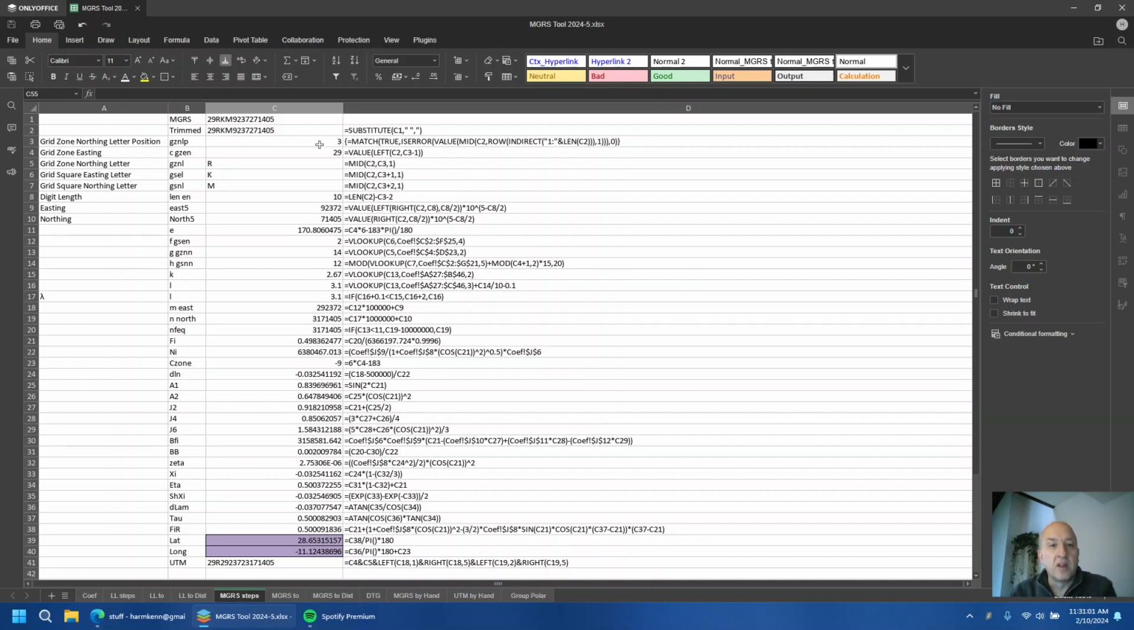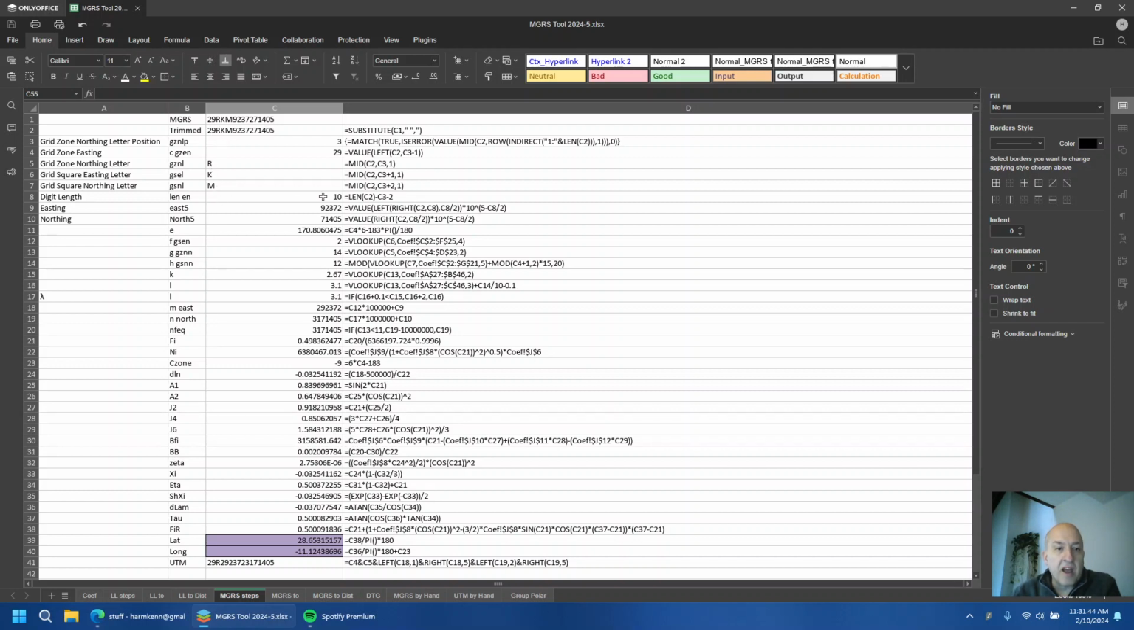number we're dealing with. So we're looking at this letter. We have the grid zone easting number, which is the 29, and then we have the letter, which comes from the first letter, which is the northing grid zone. So that's 3 north of the equator. So we end up with these 3 letters, split them out, R, K, and M.